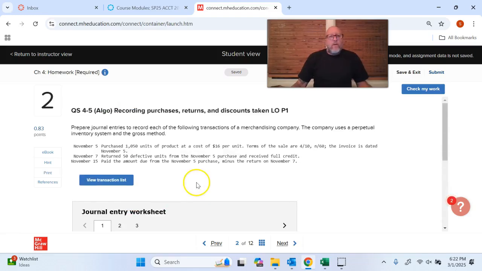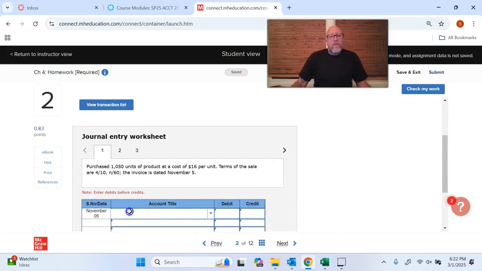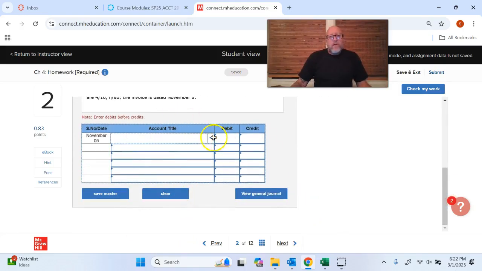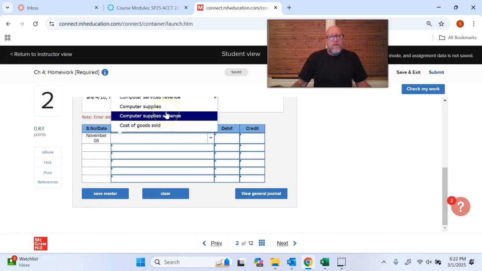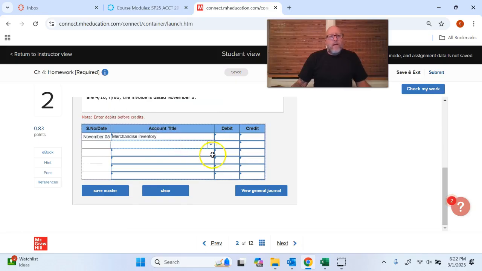Okay, so we have various scenarios. Purchased 1,050 units of product at a cost of $16 per unit. The terms of the sale are we get a 4% discount if we pay within 10 days. Otherwise, we pay the full amount. So the journal entry to record at least November 5th would be merchandise inventory, I believe, or maybe just inventory. There we go, merchandise inventory, and accounts payable.